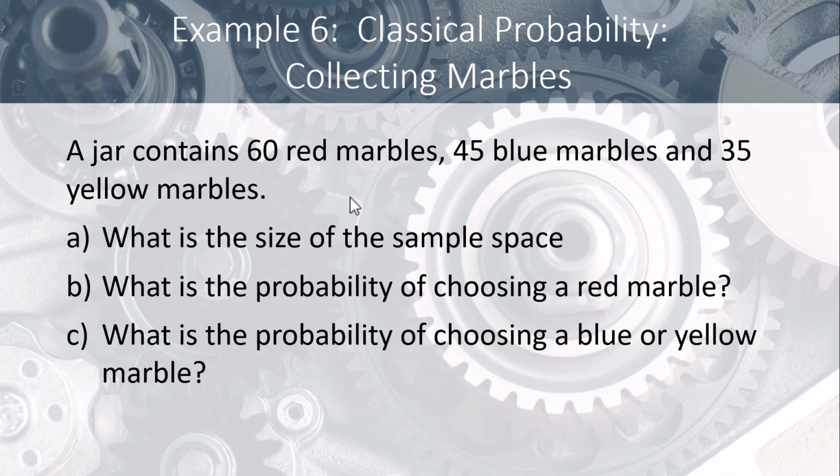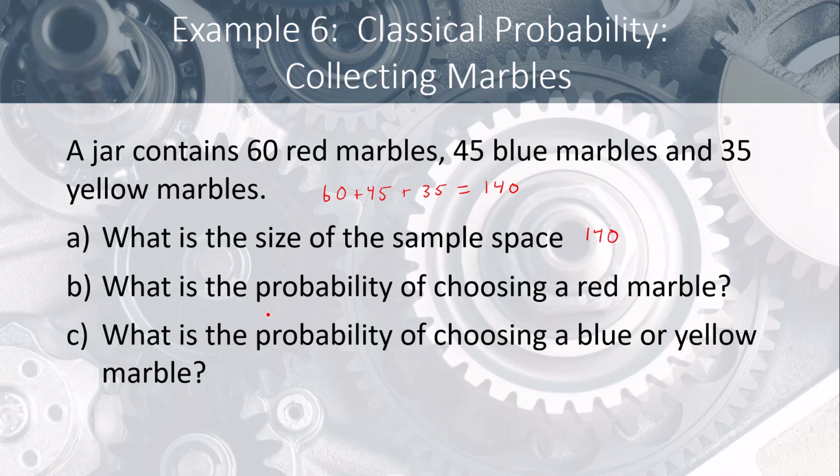The question here is, what is the size of the sample space? Well, before we can answer that, let's ask the actual question, which is, what is the sample space? The sample space is all of the marbles. Every marble represents an equally likely outcome. So what is the size of the sample space? It's going to be the sum of all the marbles. That is 60 plus 45, which gives us 105, plus 35, which gives us 140. And that is the size of the sample space.